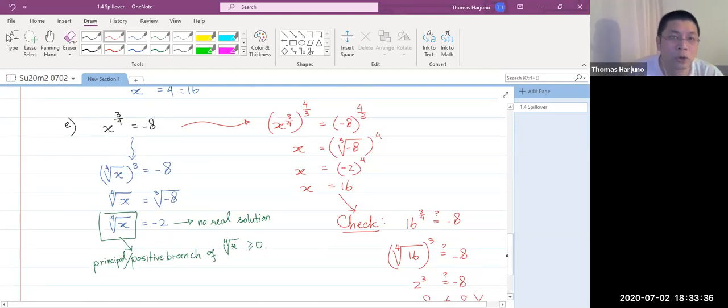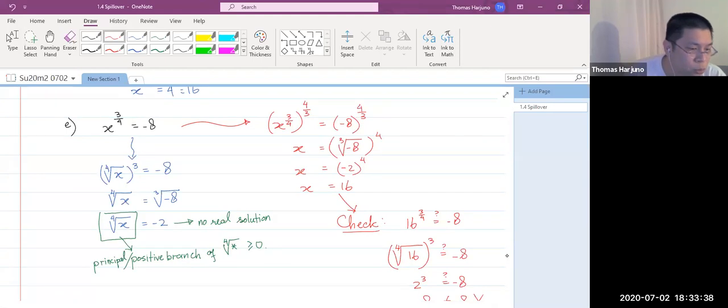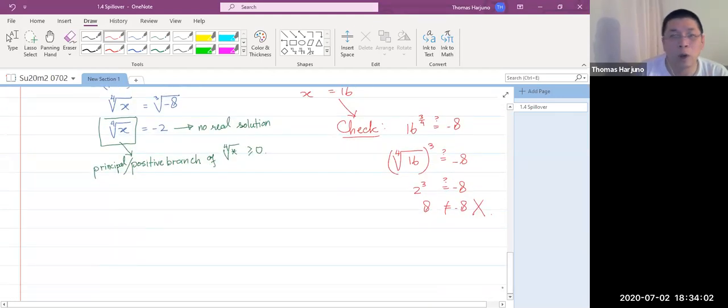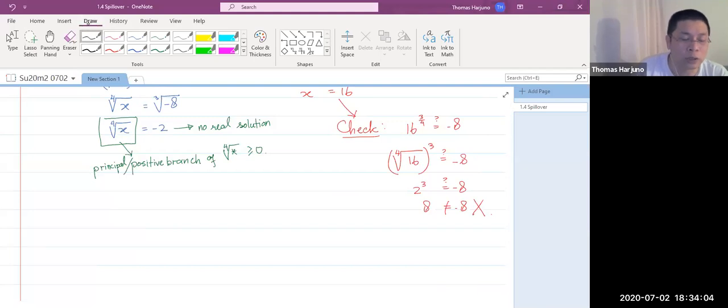So I strongly suggest you use the blue color method in solving an equation with rational exponent. Basically, you reinterpret the rational exponent into a radical with an integer exponent. Okay, that's for that one. And there's one more question I would like to go over, actually two questions.